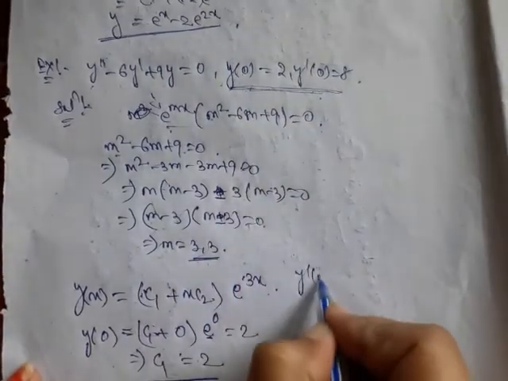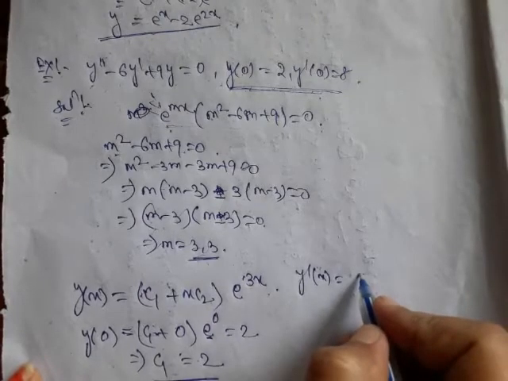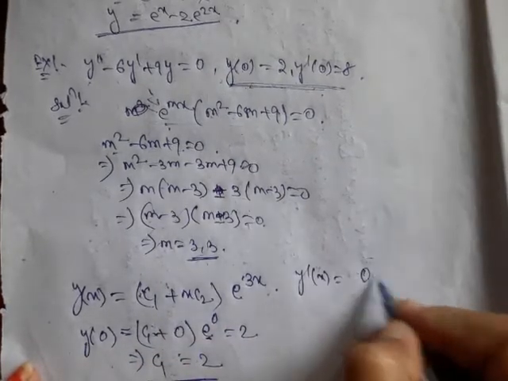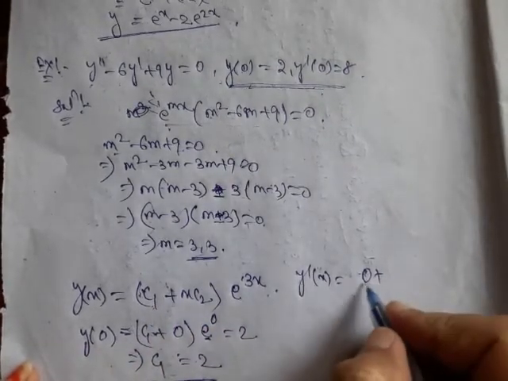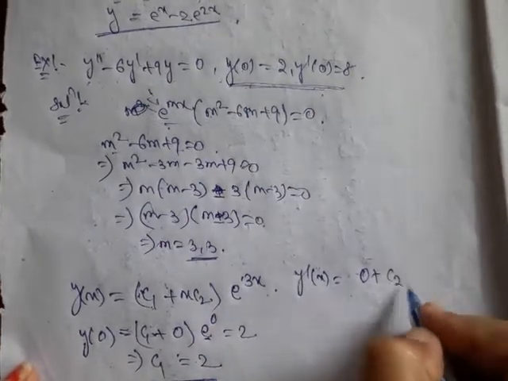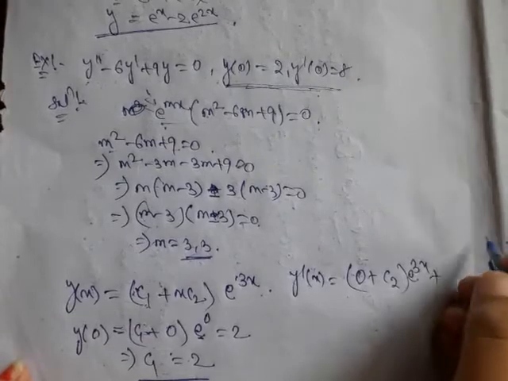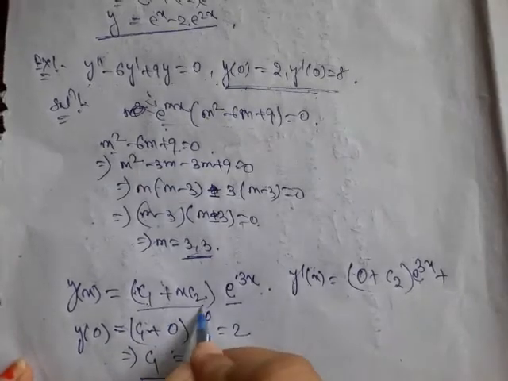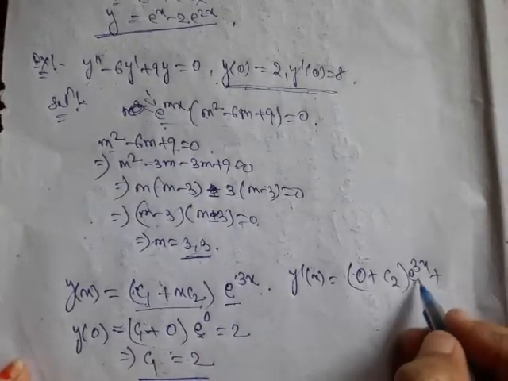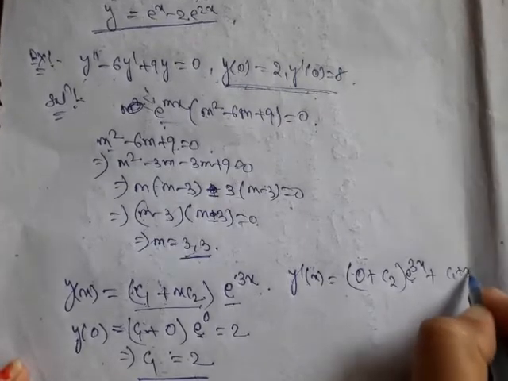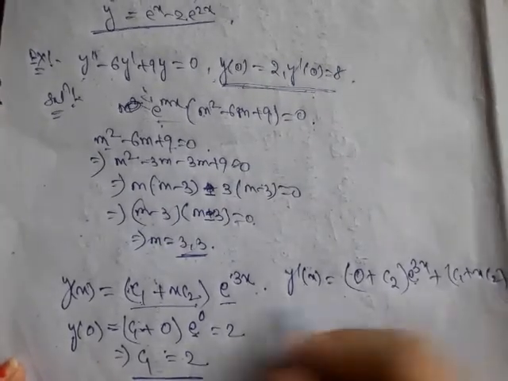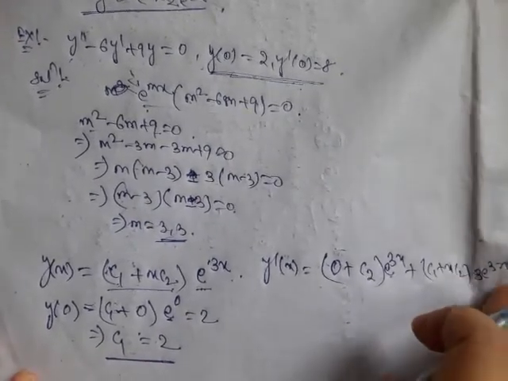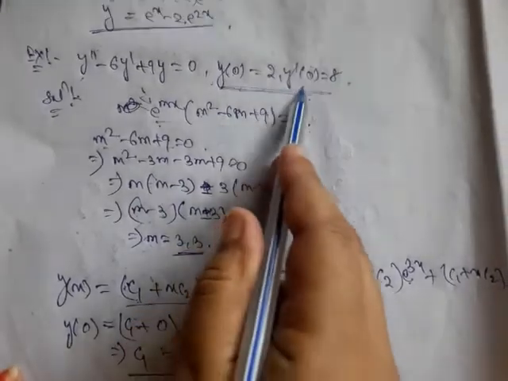So first we find y dash of x. The derivative of c1 is 0, since c1 is constant, and the derivative of a constant is 0, plus the derivative of this is c2 e to the power 3x plus, this is the first function, this is the second function. So here we take the first function constant and the derivative of the second function. Then second, the derivative of the first function and the second function constant. So this is x c2. Then the derivative of this function is 3 into e to the power 3x. Okay, then y dash of this is 0.